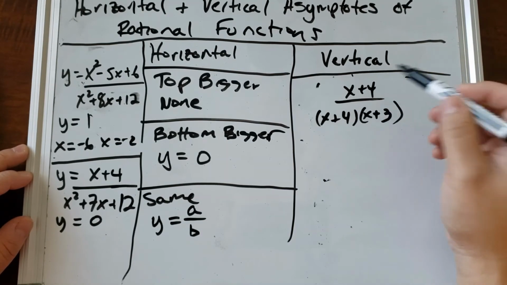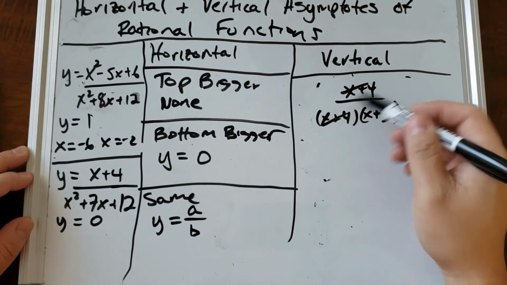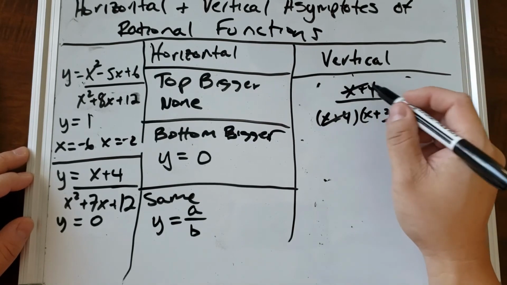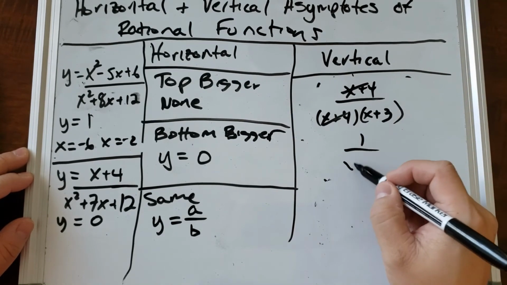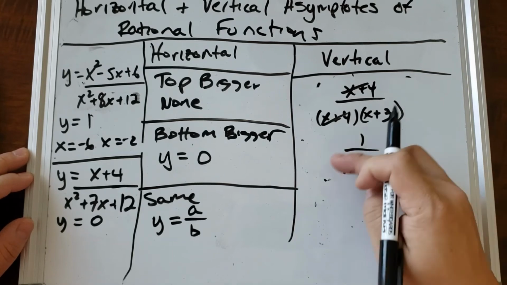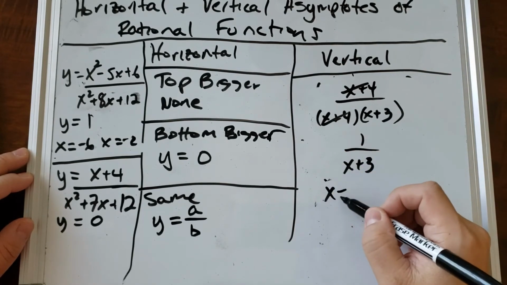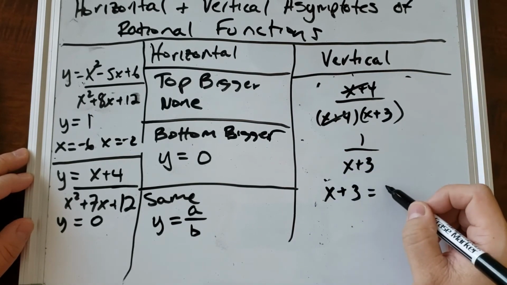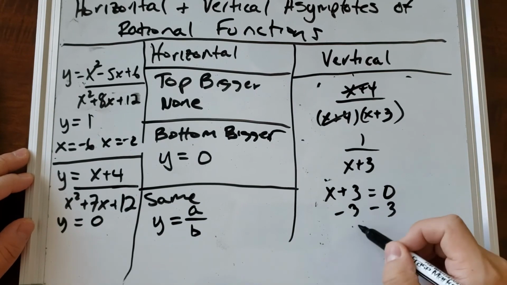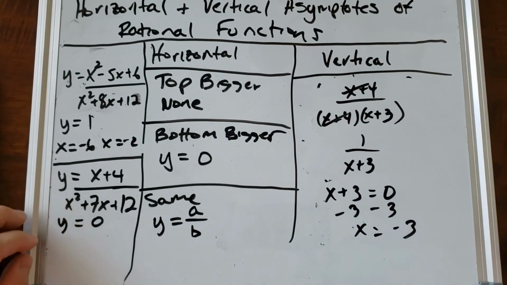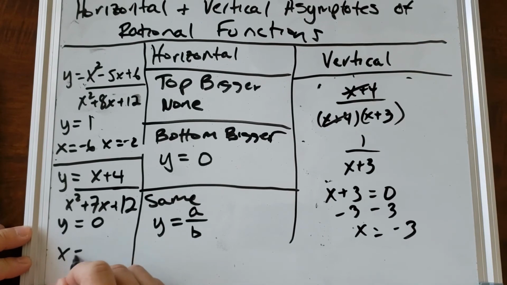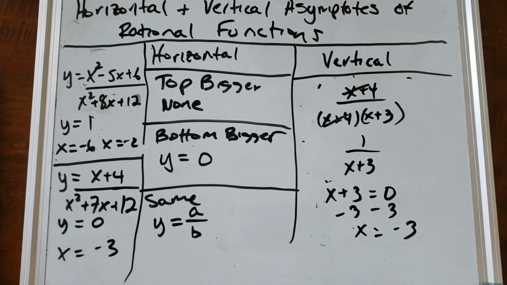Now I'm going to look to see if anything cancels. This time something cancels, so I'm going to go ahead and cancel this off. Now remember, if everything in the top cancels, I need a 1 on the top, and I'm left with x plus 3. This is the only thing left on the bottom, so this is what I'm going to use to find my vertical asymptote. So I'm going to go minus 3. So x equals negative 3. For this one, I only have 1 vertical asymptote, and it's x equals negative 3.